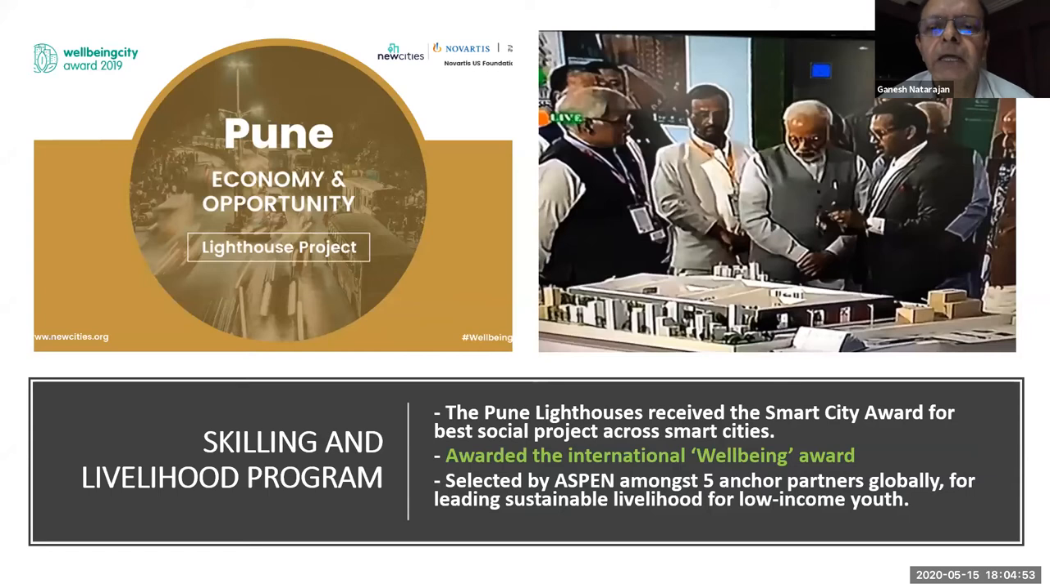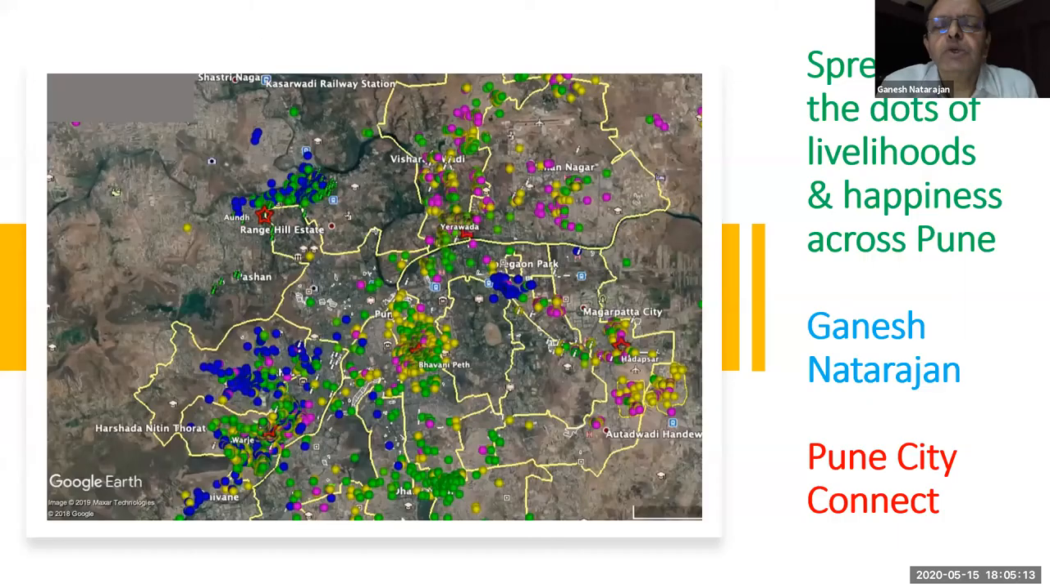We've also been awarded the International Wellbeing Award, where our mayor was invited to Montreal to receive it. And most important, Aspen, who needs no introduction, chose us among five anchor partners globally for leading sustainable livelihood for low-income. There are others in Kenya and in Bogota, Colombia, but we are truly delighted to be part of this program. So what does this mean for us?